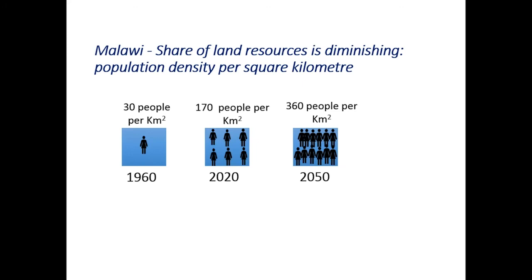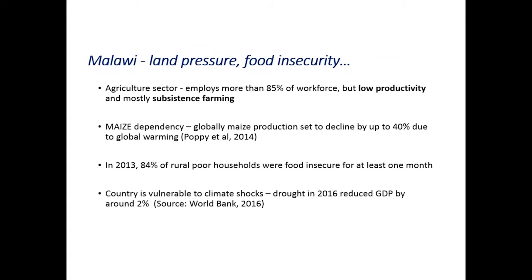Just to show you an example from Malawi, in 1960 population density was about 30 people per square kilometer. By 2020, it's estimated that this will have increased to about 170 people per square kilometer, and by 2050, almost doubling to 360 people per square kilometer. And of course, this has implications on the land resources that people derive their livelihoods from.